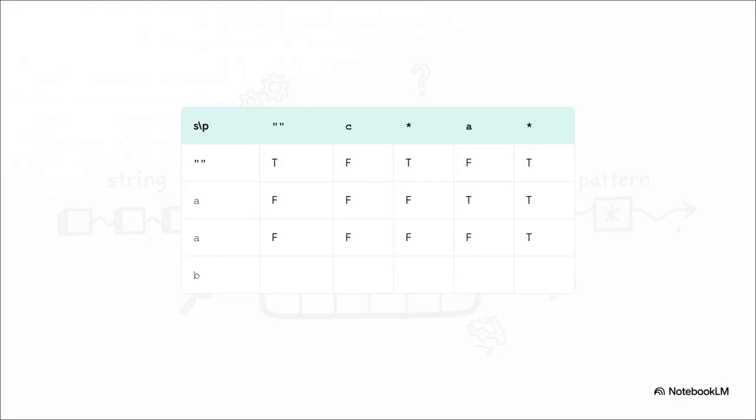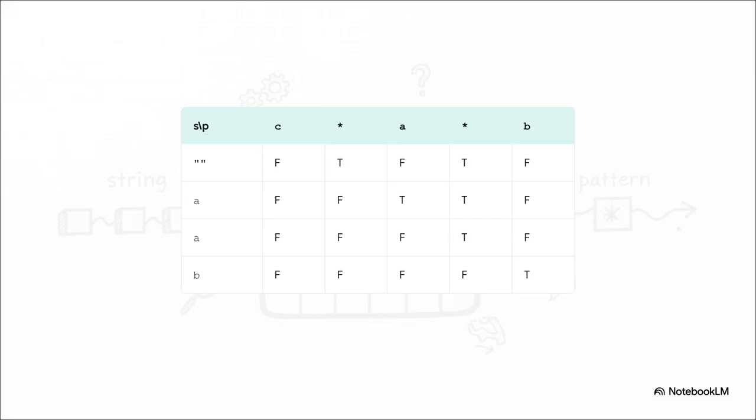Okay, let's look at the second A in our string AB. When this A encounters the star in the C star pattern, it checks the preceding character, which is an A. They match. This means our logic branch has successfully matched one or more occurrences. So according to rule number 3, we just carry the true value straight down from the row above. And from there, we just continue this simple, repetitive process.